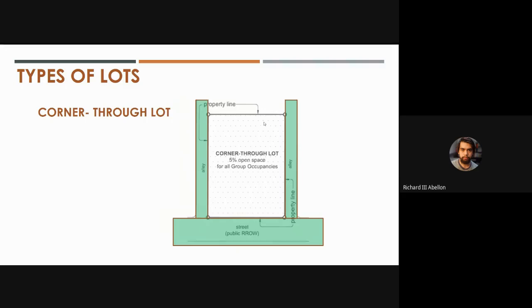Yan. Then, pag pinansin nyo, corner through lot has 5% open space na lang compared to the inside lot which is 15. So, habang dumadami yung kalsada na adjacent, lumiliit yung open space because of the setbacks. Ayan. So, 5% open space for all group occupancies.